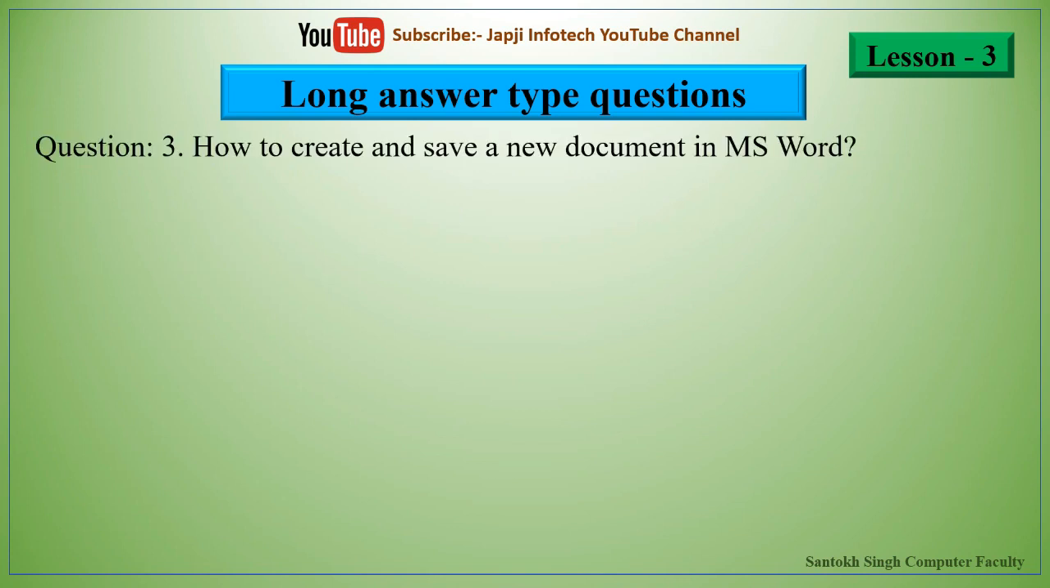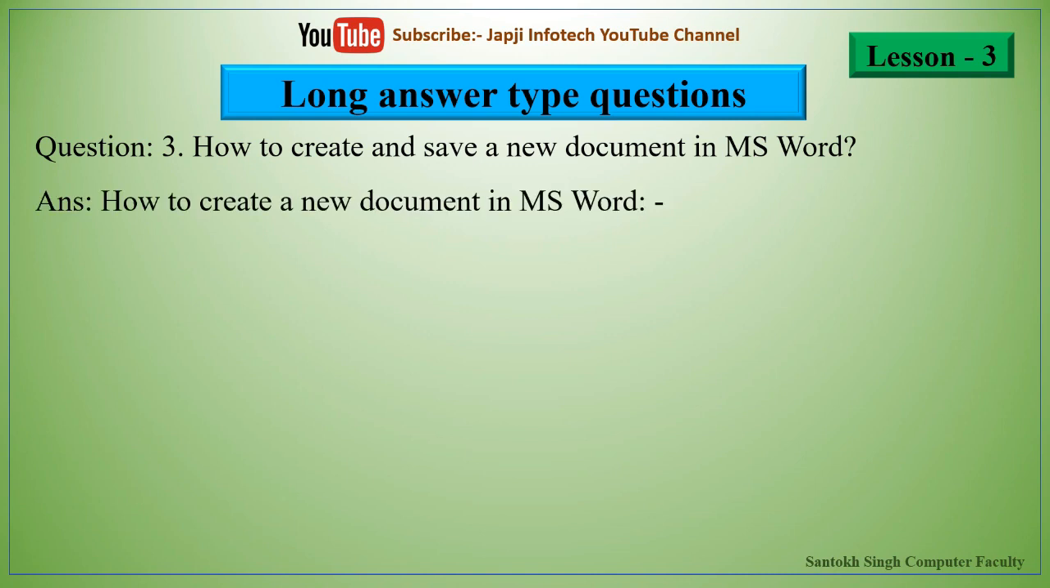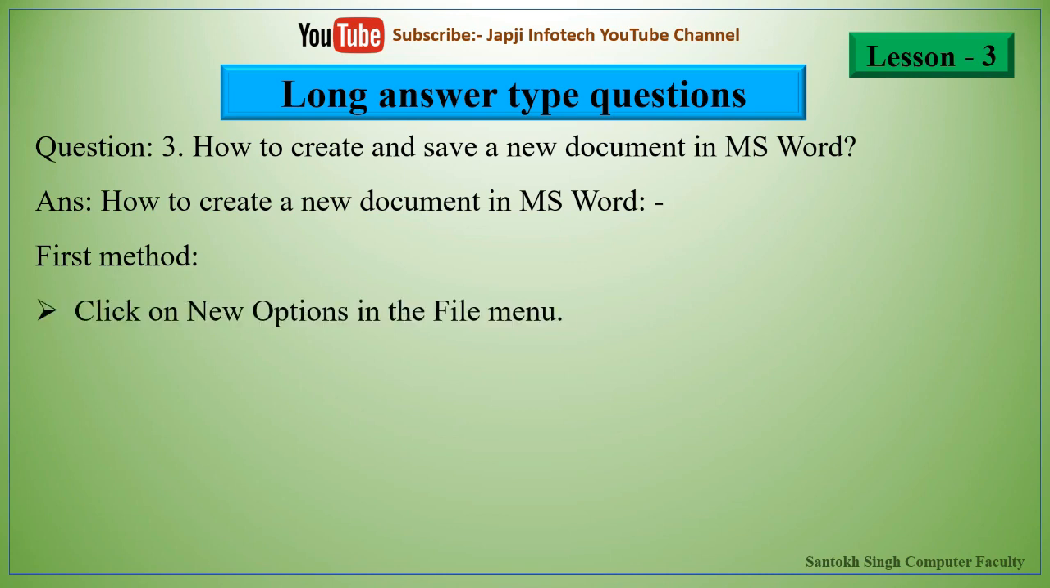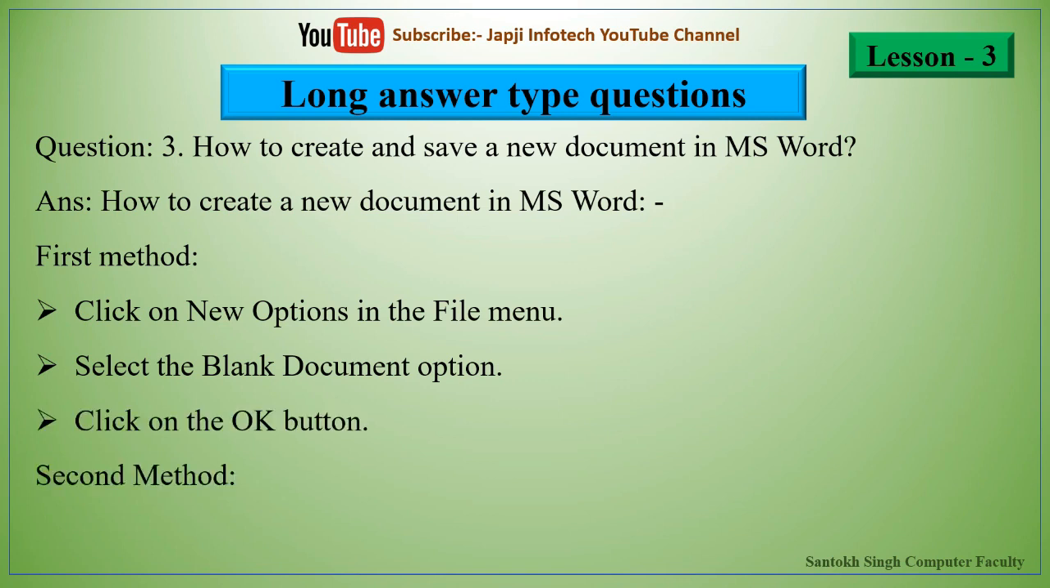So the third question is how to create and save a new document in MS Word. So the steps to create a new document in MS Word are: first method is click on new option in the file menu. Select the blank document option. Click on the OK button. And the second method is press the Ctrl+N key from the keyboard.